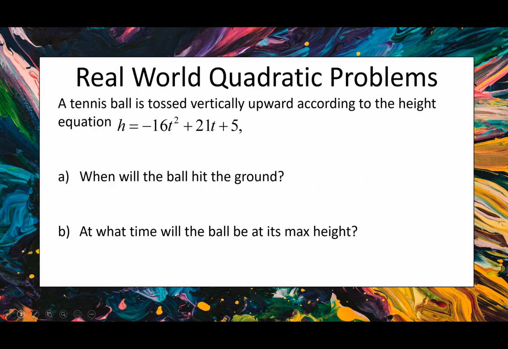A tennis ball is tossed vertically upward according to the height of the following. So interesting, this would be our upward velocity. It's starting at 5 feet. So here's the question, when will the ball hit the ground?